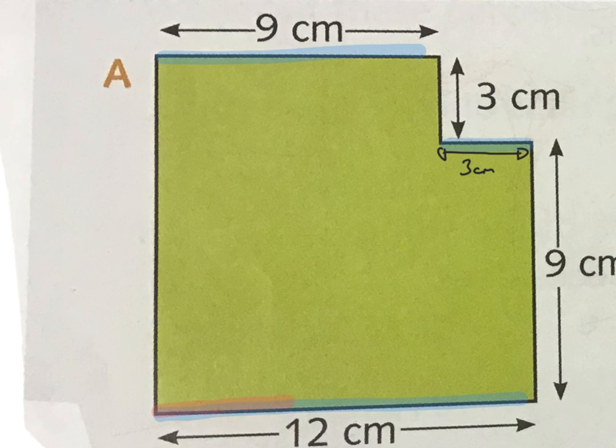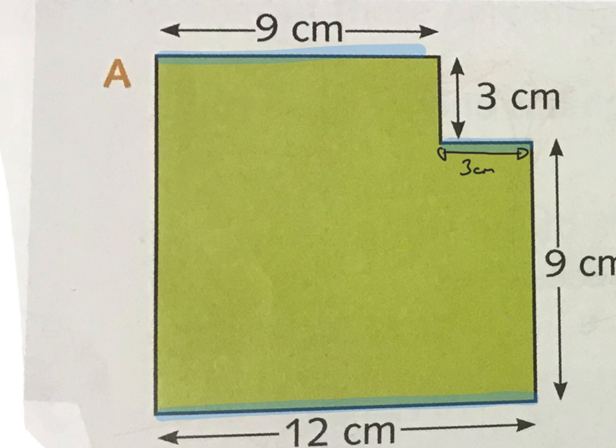So this side of 9, as you can see if we dragged it down from the top here, plus this side of 3, which again if we drag that down from the top, would equal the length of the longest horizontal side of our shape.